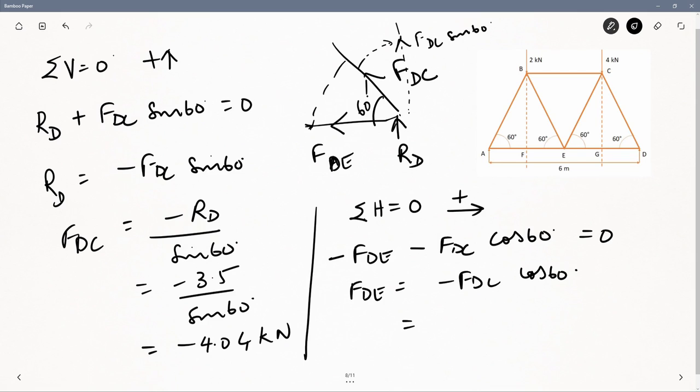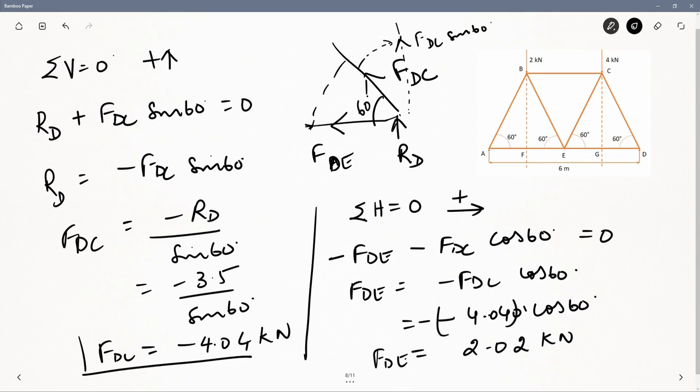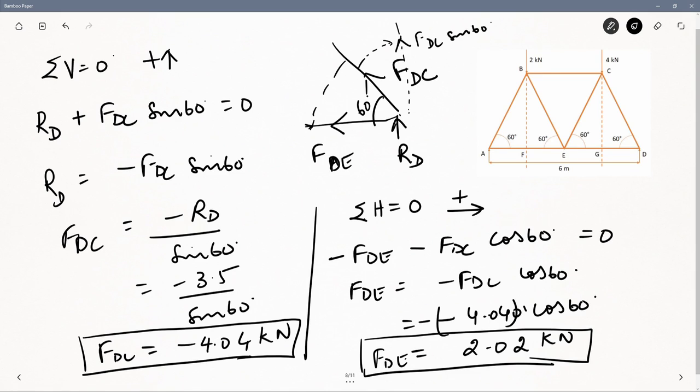If FDC is around minus 4.04, then minus 4.04 into cos 60 should be equal to 2.02 kilonewton. So we found two other member forces here. FDC is equivalent to minus 4.04 and FDE equal to 2.02. FDC is compressive in nature, whereas FDE is tensile in nature. After this, we'll move on to joint B.